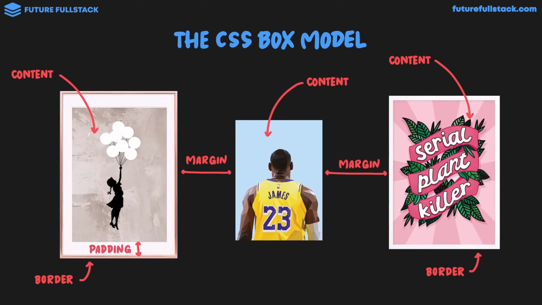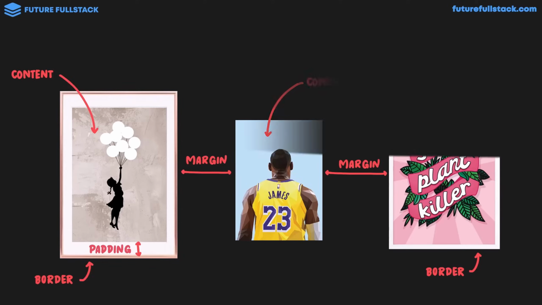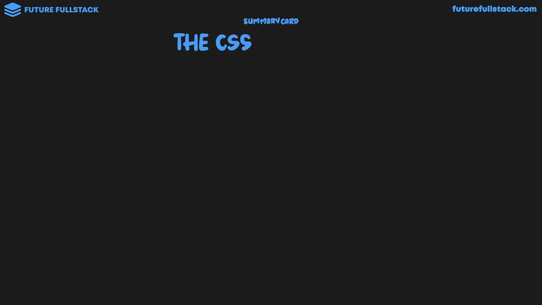Throughout the CSS topic, I'm going to keep referring back to this diagram because sometimes the subtleties of things like padding and margin can seem a bit confusing. So this is a fantastic real-world example to help you properly understand the CSS box model when talking about content, padding, border, and margin. So let's wrap up by starting to build the summary card, the CSS box model.